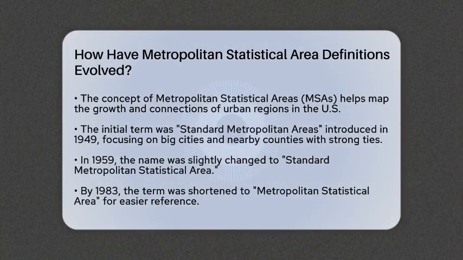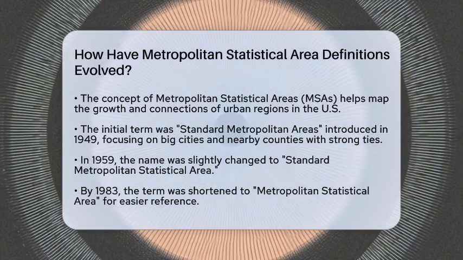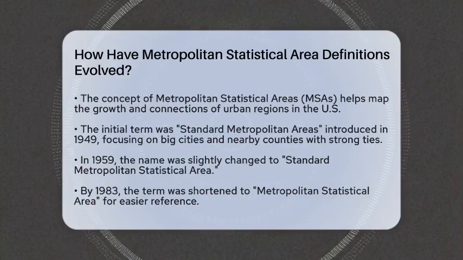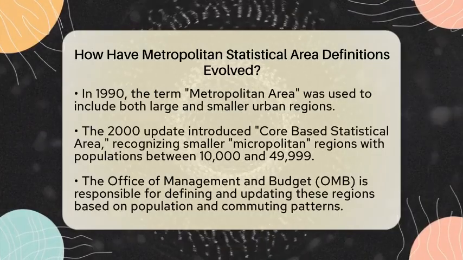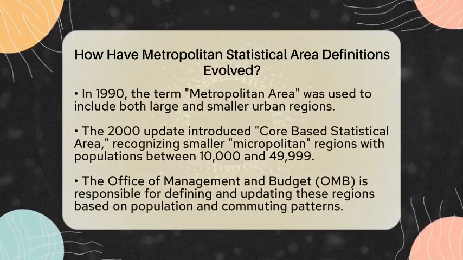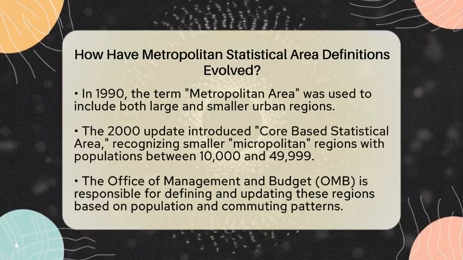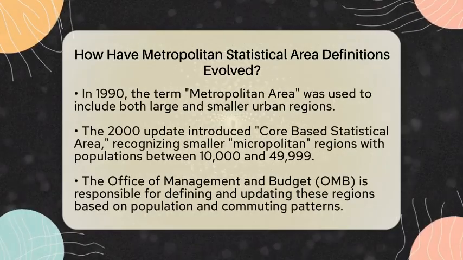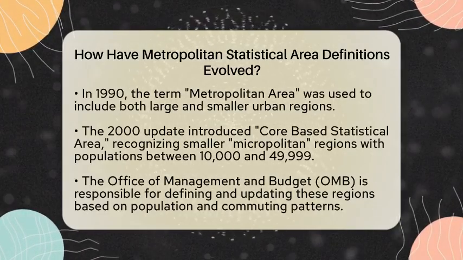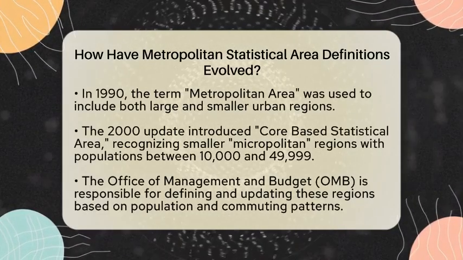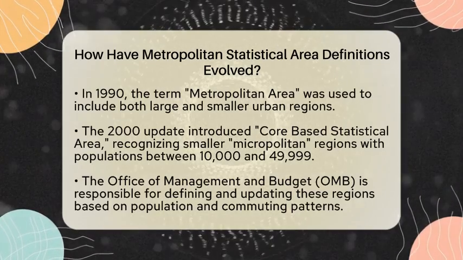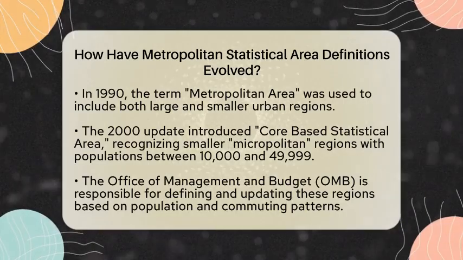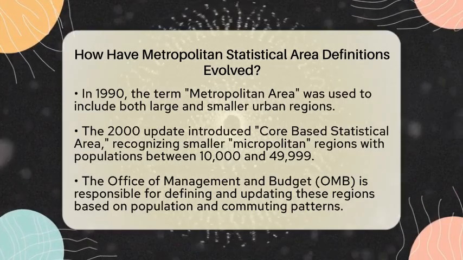10 years later, in 1959, the name changed slightly to Standard Metropolitan Statistical Area. Then in 1983, it was shortened to just Metropolitan Statistical Area. This made it easier to talk about these regions in reports and studies. By 1990, the term metropolitan area was used to describe both large urban regions and smaller ones. This helped include more diverse areas under one umbrella.